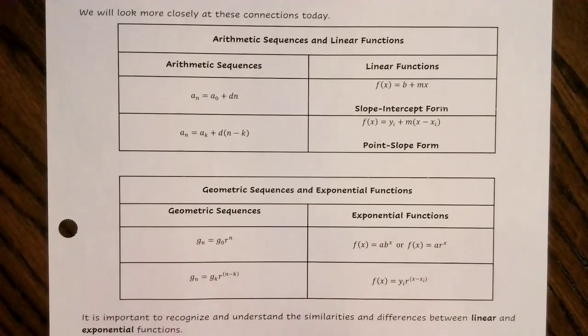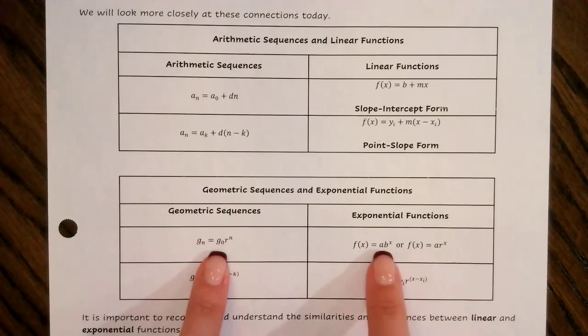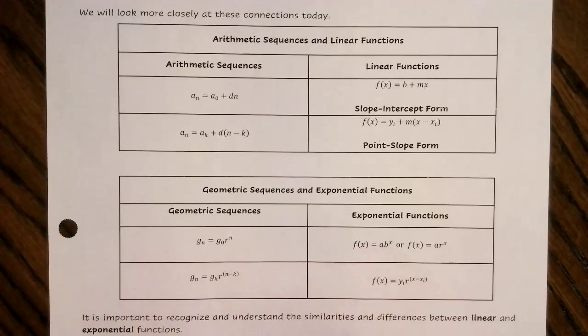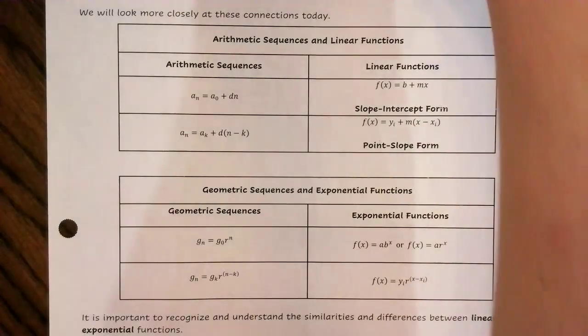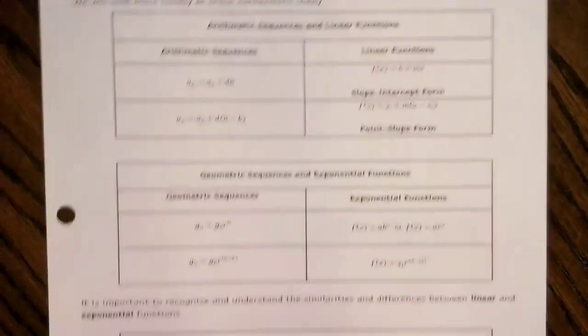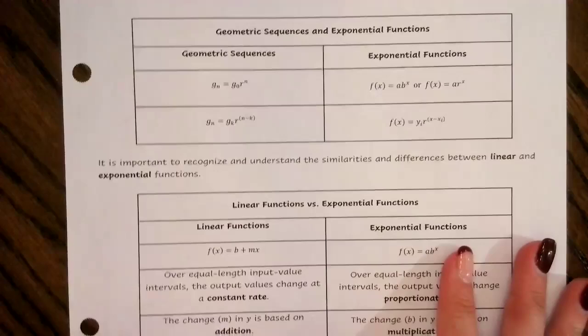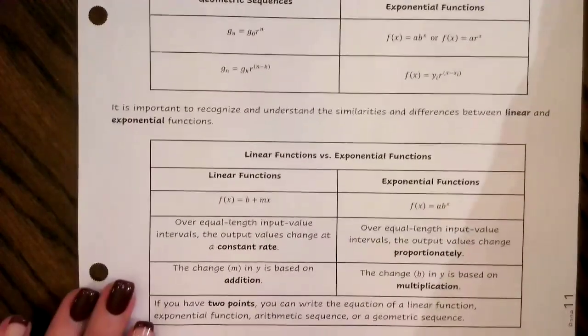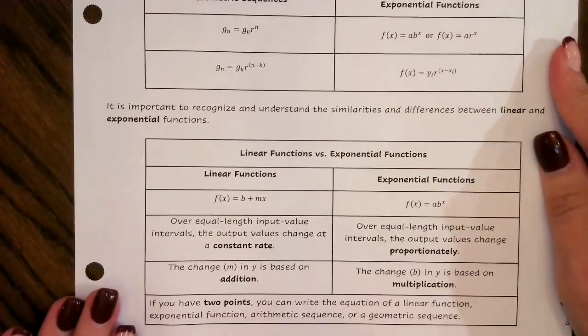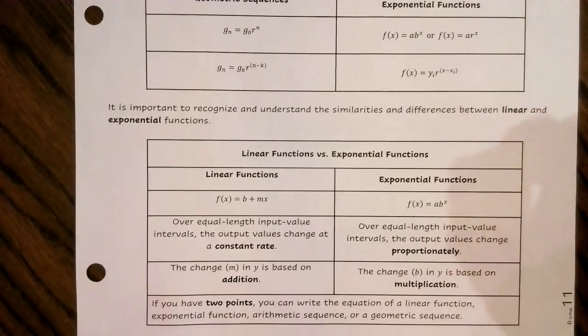For your exponential functions, you see a times b to the x power, or a times r to the x power, for that initial one, and that's when we're putting that initial amount as a. The other one here, you've got y sub 1 times r to the x minus x1, which is very similar as well. We're going to talk about these changes in linear and exponential functions as we move through this unit a little bit further.